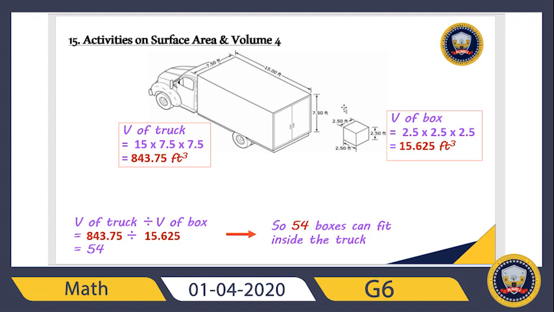Now, how can I know how many small boxes fit here? I will take the big volume and divide it by the small volume. So the volume of the truck divided by the volume of the box, that is 843.75 divided by 15.625 gives me 54. So 54 small boxes can fit into my truck.